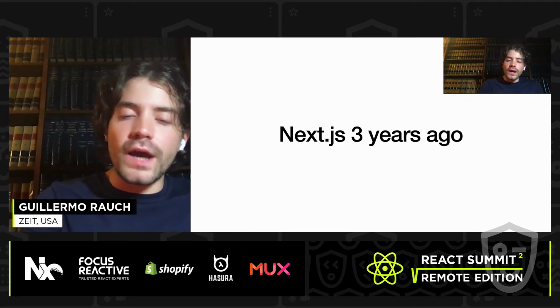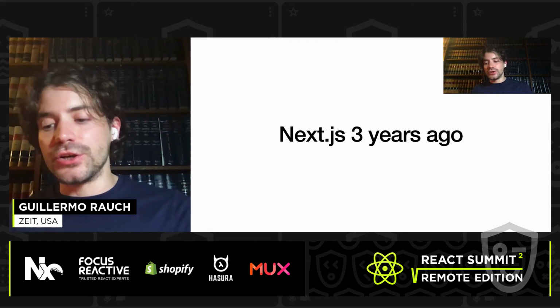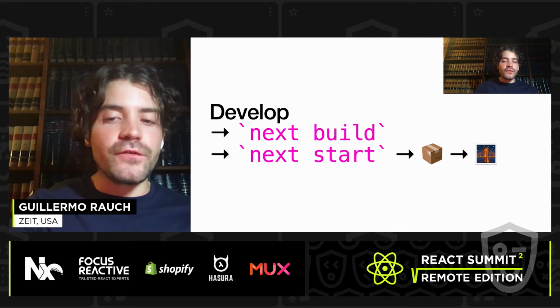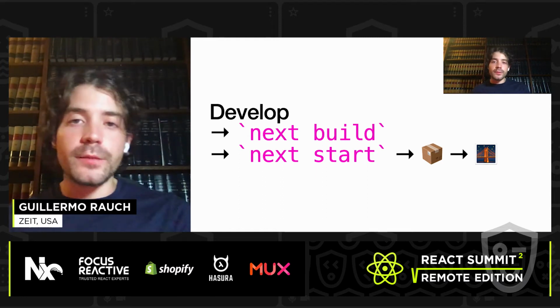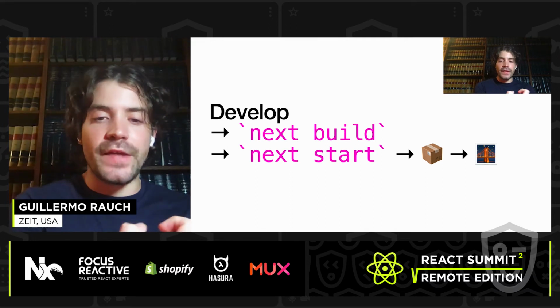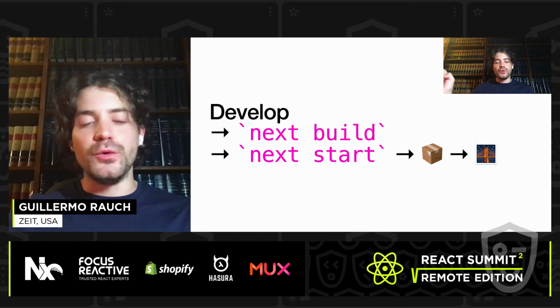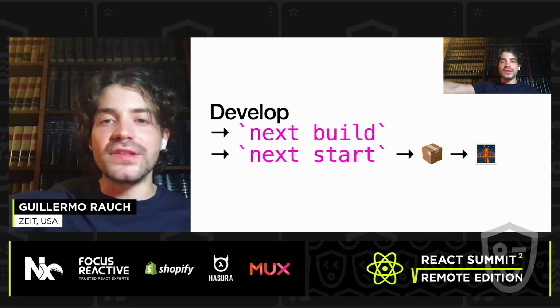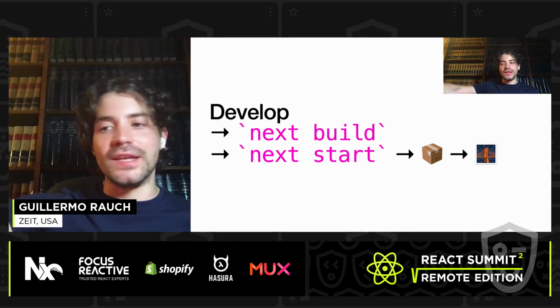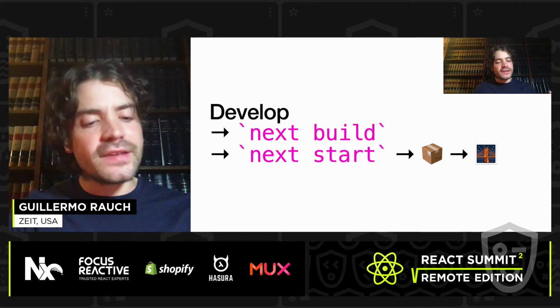So if we unwind a little bit and we think about what Next.js looked like 3 years ago, it kind of embraced this black box development model, right? Because you would run next build, and then that gave you that little package, that little box, and then you would start it up somewhere. And most likely, you would start it up in that cluster location region that you chose. And this kind of worked, right?